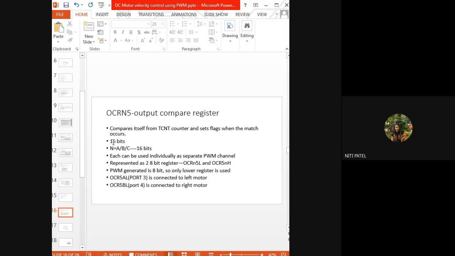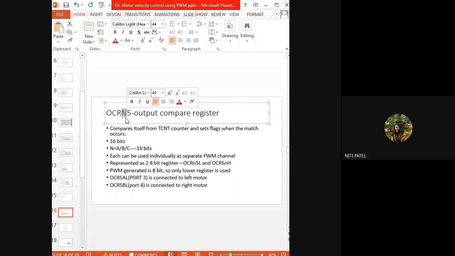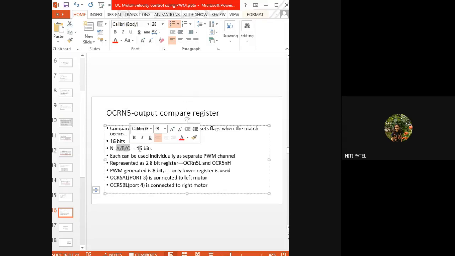So this is also a 16-bit register. इसमें जो N है OCRN, what is this N? This N is nothing but 3 sub registers. इसके अंदर भी 3 रजिस्टर है. कौन से है? A, B और C. तीनों कितने बिट्स के हैं? 16 बिट्स के हैं. Each can be used individually as a separate PWM channel.